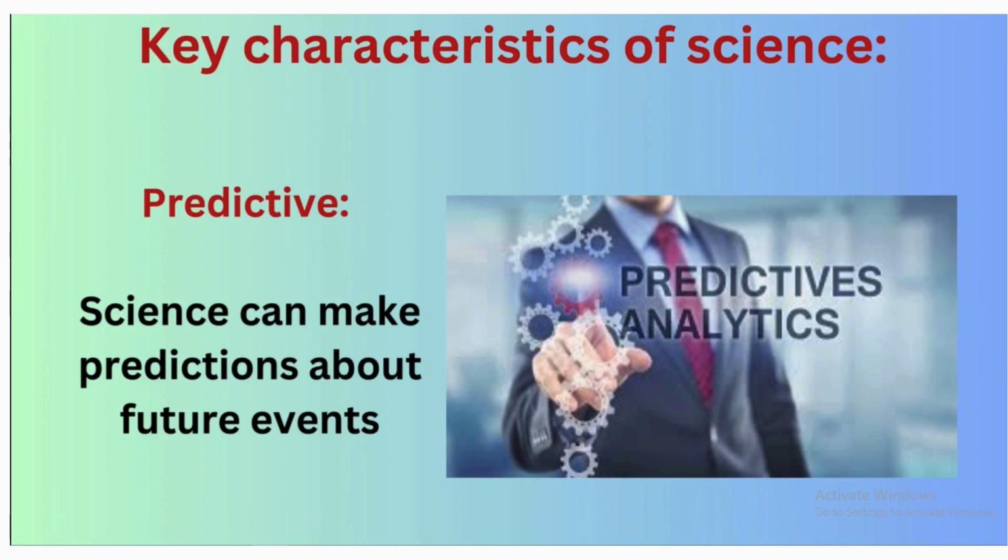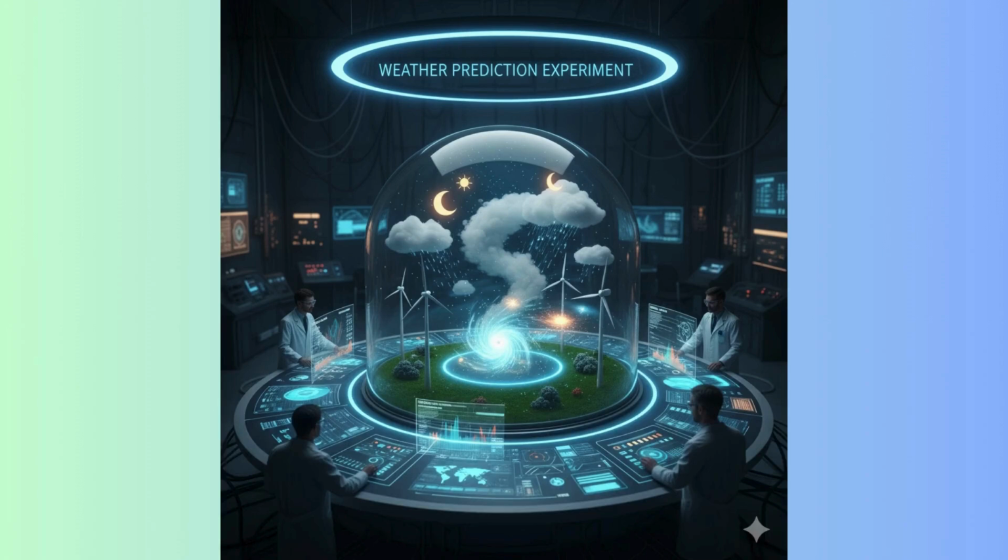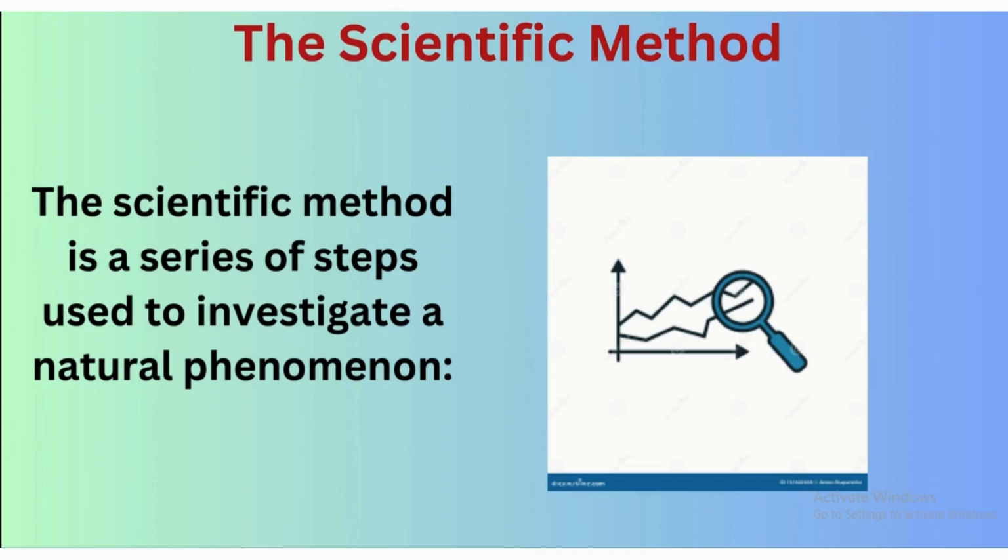Another example and type of scientific method is the predictive test. Science can make predictions about future events. Here we observe an image showing that a predictive experiment is basically a systematic process that uses historical data, statistical algorithms and machine learning techniques to forecast future outcomes, behavior and trends.